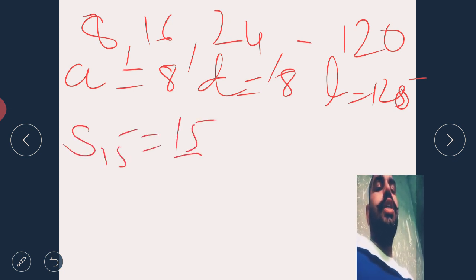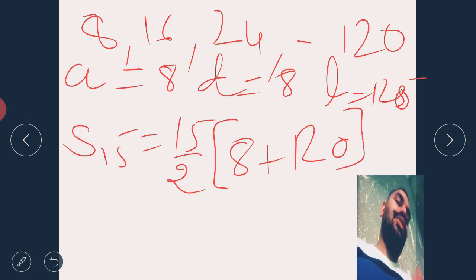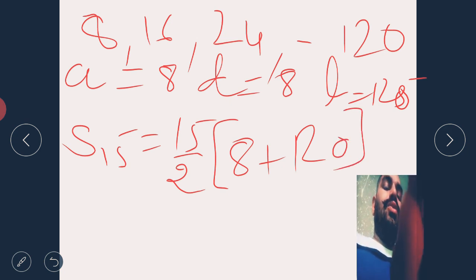So 15 by 2 into a is 8 plus last term is 120. So add this and solve this. Got it or not? Yeah, I think you got it.